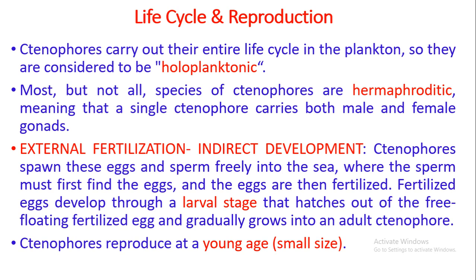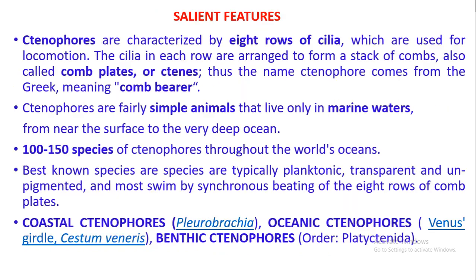There is no direct development, there is indirect development. Once the egg has been formed, the fertilized egg will undergo a larval stage. There is an intermediate stage, and from the larval stage, the free floating or planktonic ctenophores will be hatched or released. And it is very interesting to note that ctenophores start reproducing at a very early stage when they are very small in size. And as their size increases, the number of gametes that they form reduces. So this is another different character.